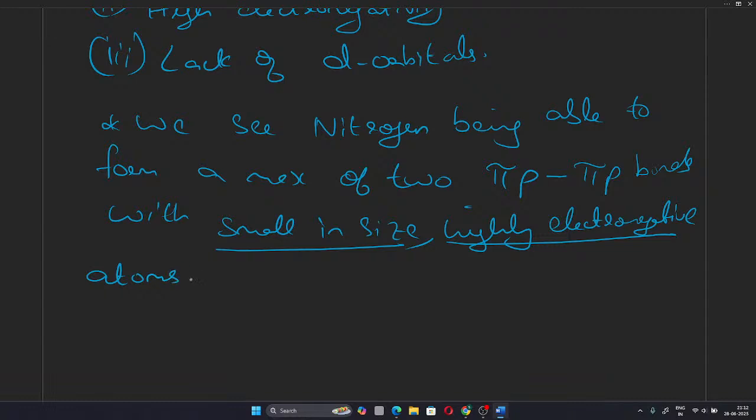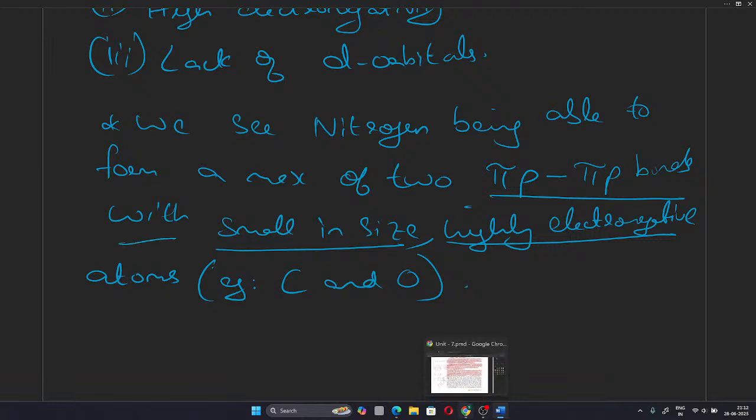Atoms. For example, we can take carbon and oxygen, because these are small atoms: carbon's atomic number is 6, oxygen's is 8, therefore they are small in size and relatively electronegative. The first property is that pi bonds form with small, highly electronegative atoms or elements.